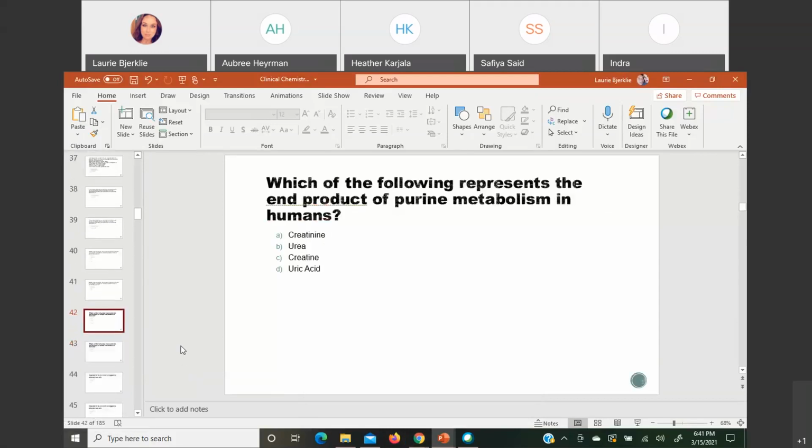Good. All right, which of the following represents the end product of purine metabolism in humans? After you break down purines, what does it form?